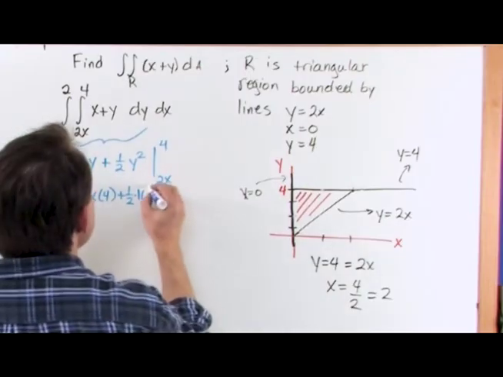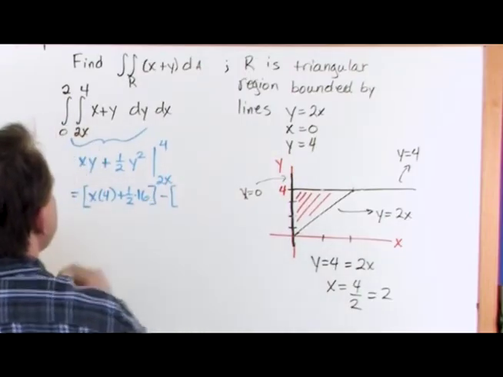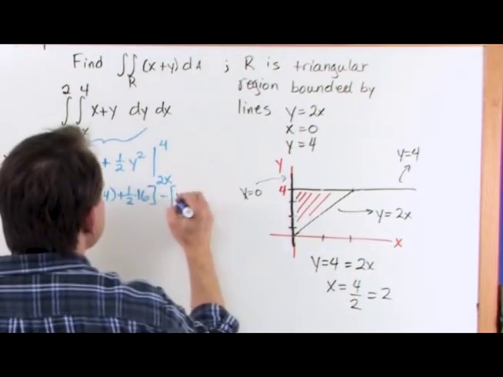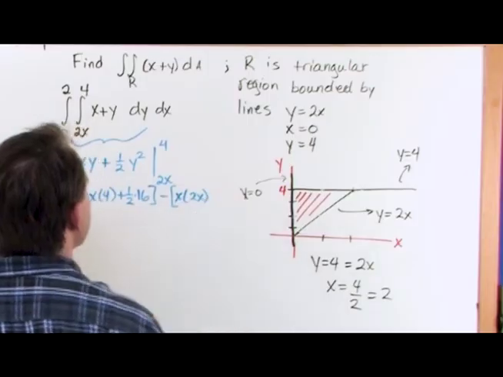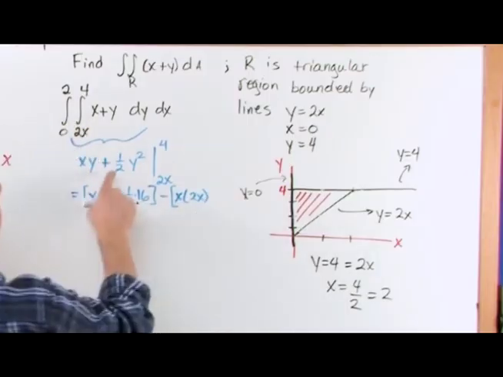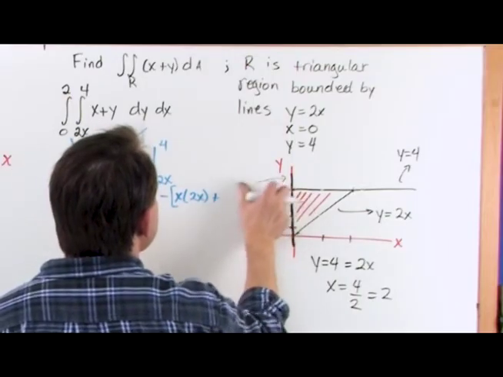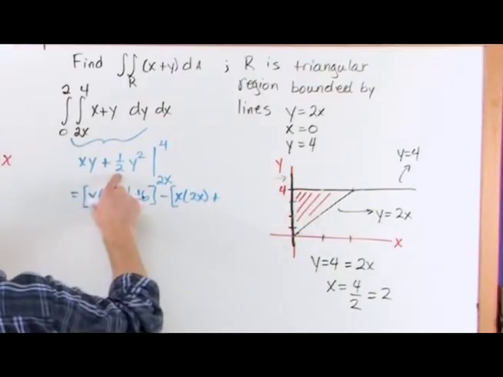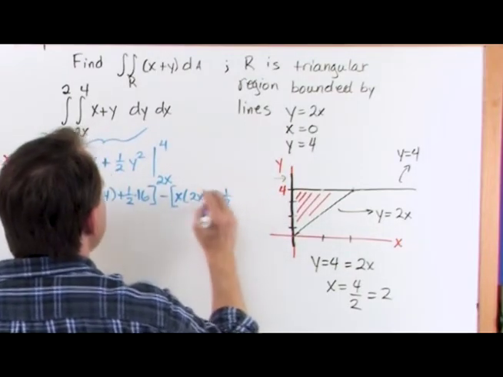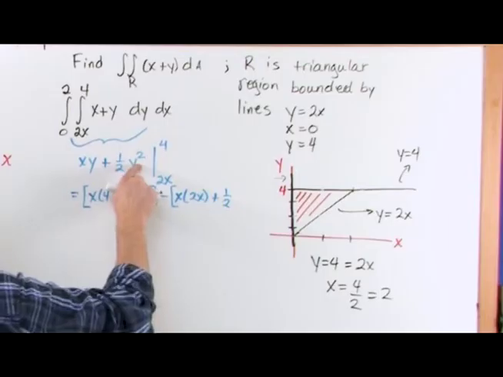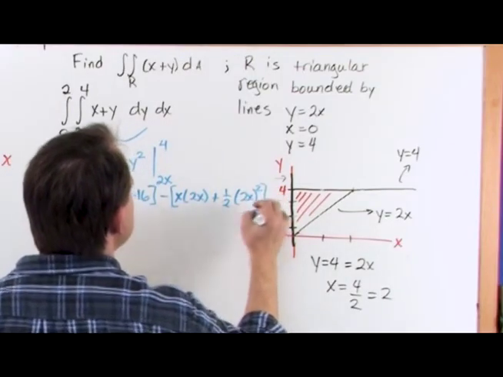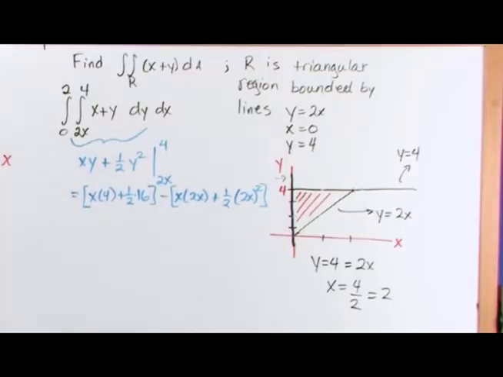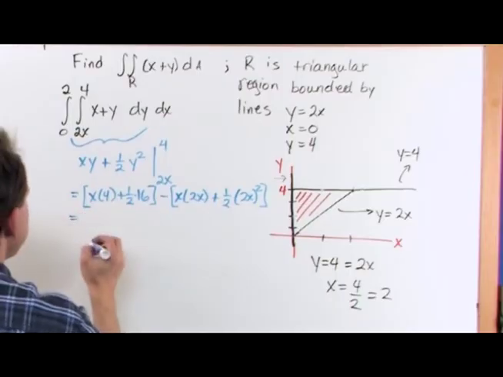Okay, and then I'm going to subtract off, plugging in at 2x. Here I've got x times going into y, 2x. Okay, and here I'm going to have plus, I'm going to go ahead and get rid of this for now. I'm going to have plus 1/2, and I'm going to have 2x going into here, which is going to be 2x squared. Okay, so let's go ahead and do some simplification, beat this into shape.